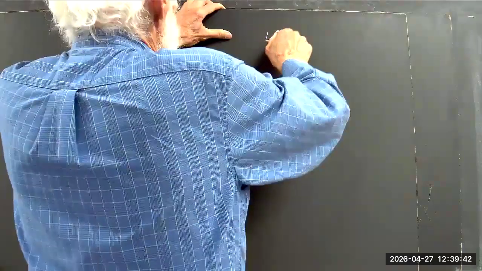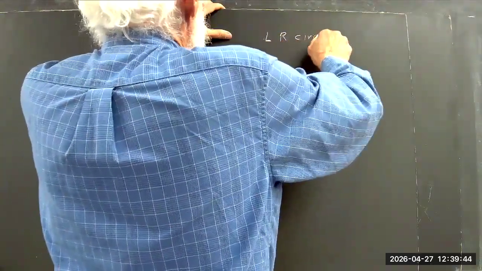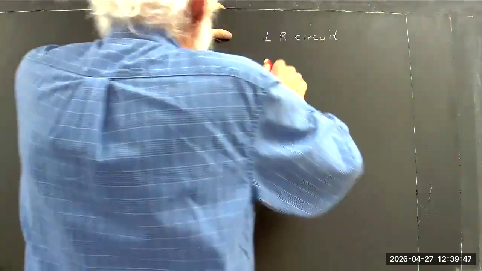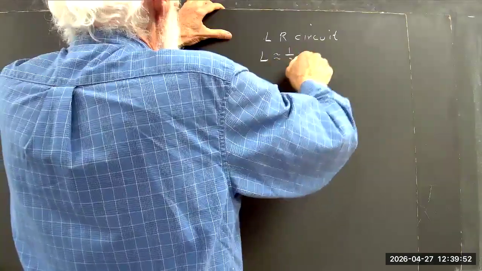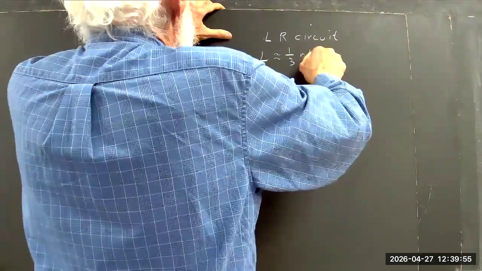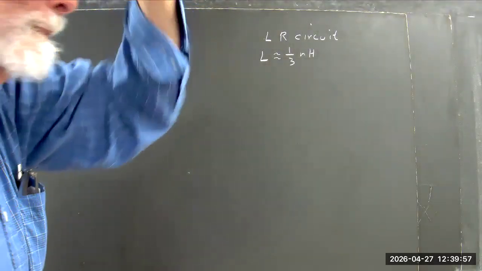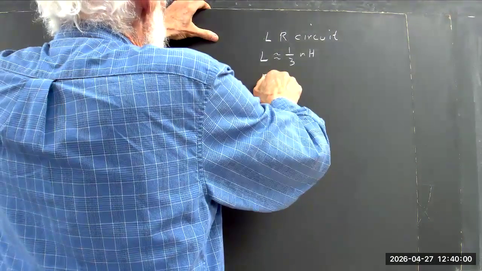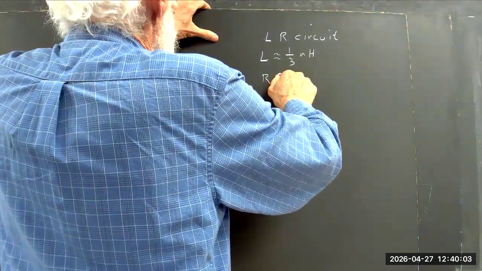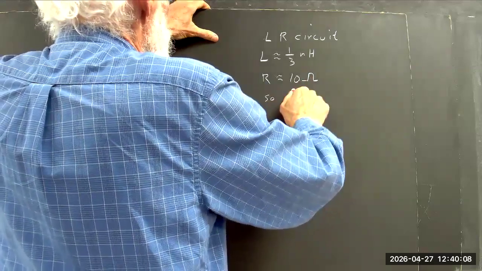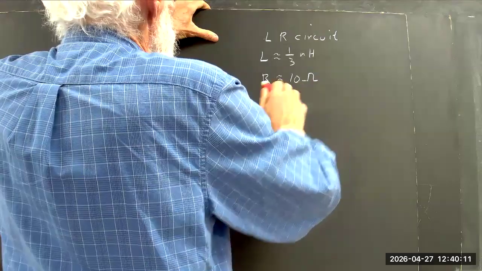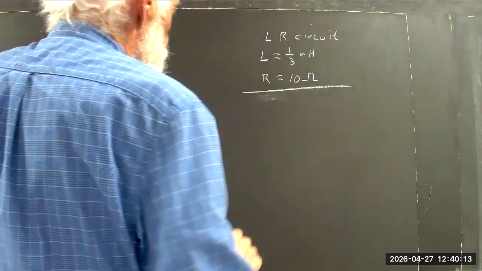Okay, in lab, we observed an LR circuit. L is about 1/3 of a millihenry, and R is about 10 ohms. Well, let's keep that.